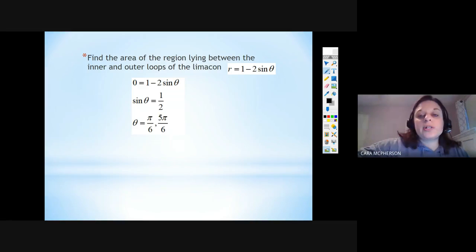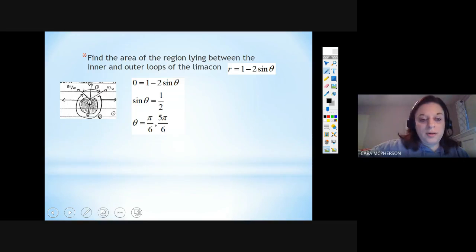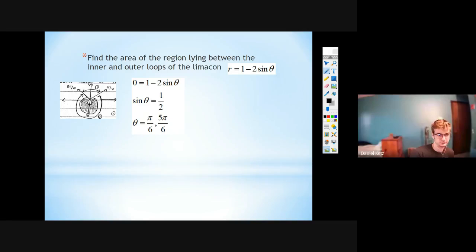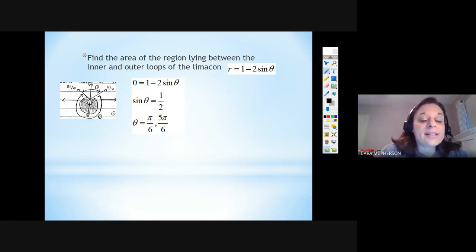So here's what this looks like. Don't mind the handwritten piece here, but I like this picture. I thought it kind of explained it well. You have this limaçon where it looks like it's opening downward, and you have this little teardrop inner loop. What the problem wants is to find everything except for the loop. So it's like you're finding the whole area, and then you're subtracting out the loop area.